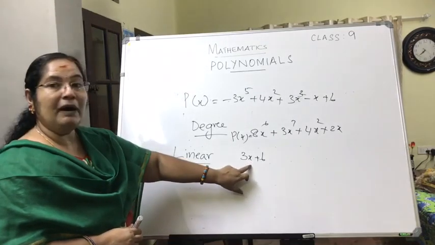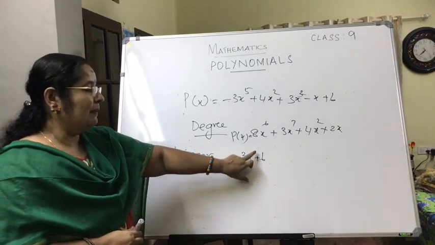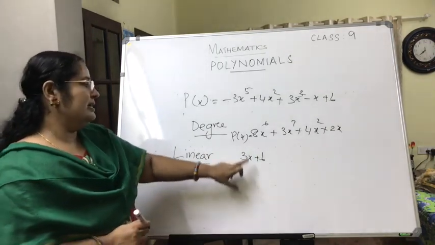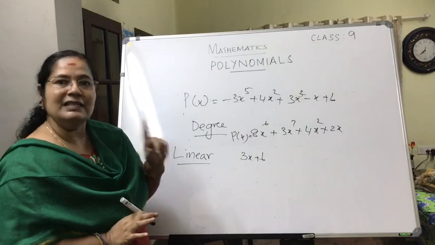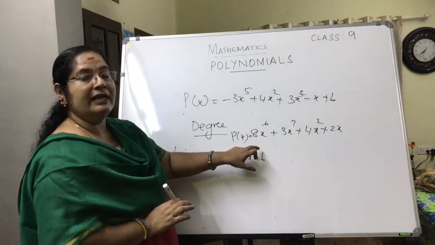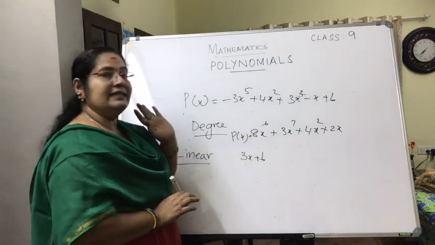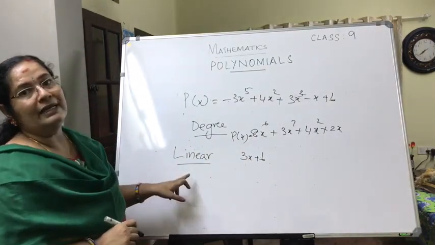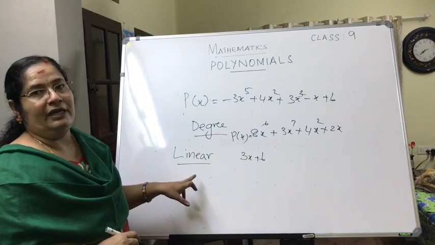Look at the power of x here. The power is 1, and that is the highest power also. The highest power of the variable x is 1. So if the power is 1, that is the degree is 1, we call it a degree. So if the degree of the polynomial is 1, you call it a linear polynomial.